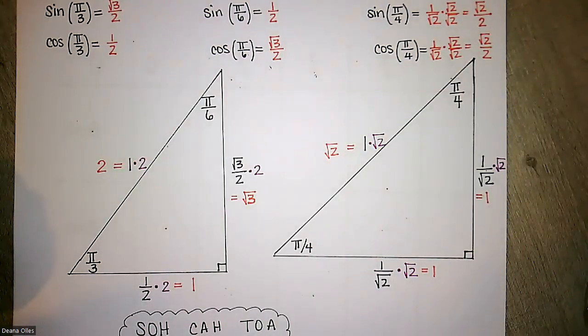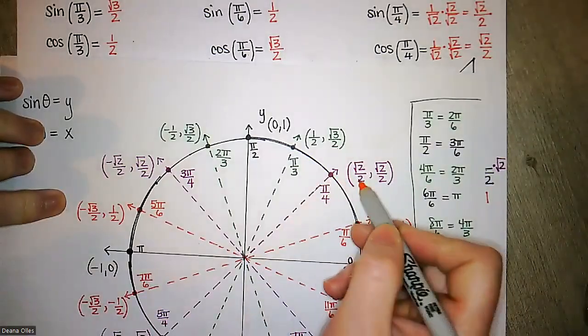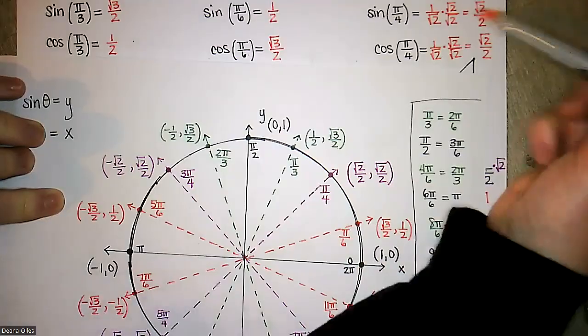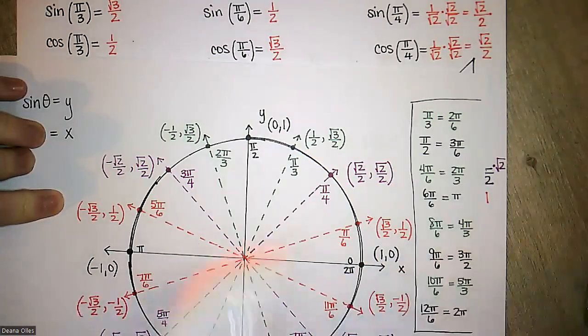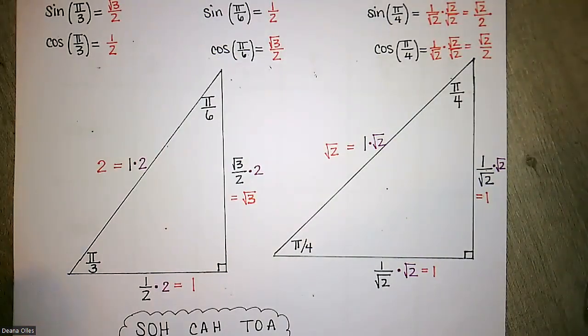Well, that's because if you look at your special triangle at pi over 4, both x and y are root 2 over 2, which means sine and cosine are both root 2 over 2. All right.